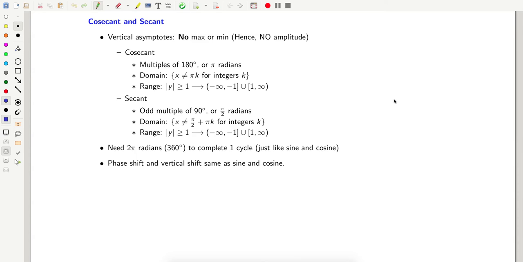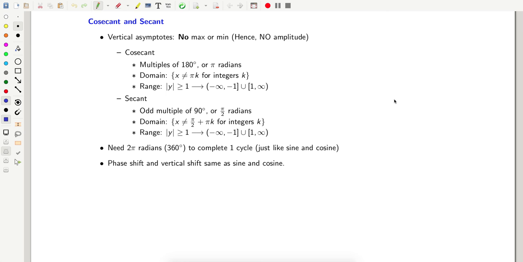In this video, we're going to take a look at the domain and range of the secant and cosecant functions. So in our last video, we took a look at the amplitude, which is not applicable for secant and cosecant, the period, which is 2 pi over b, and then the phase shift and vertical shift, just as discussed before, are the same for sine and cosine.